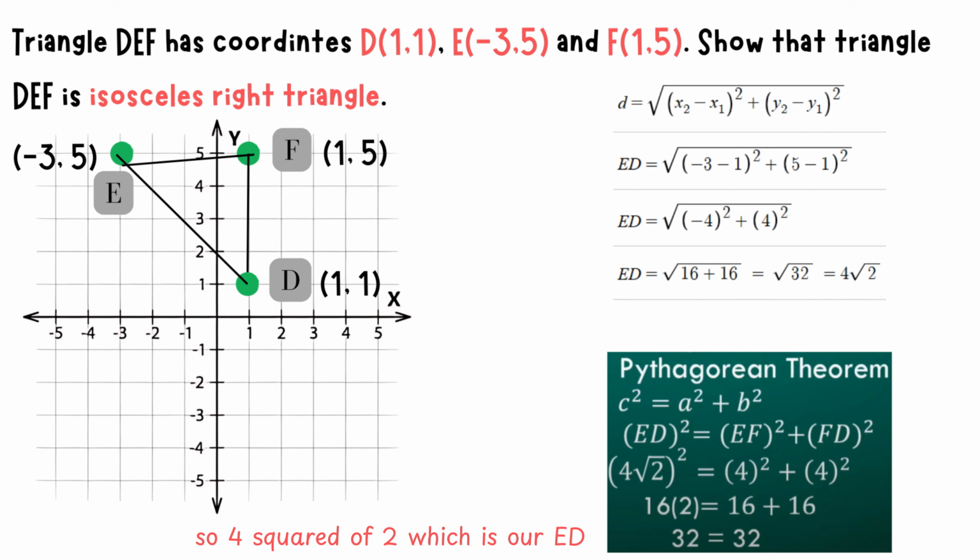So 4 square root of 2, which is our ED, distribute the exponent, which gives us 16 times 2, while 4 squared plus 4 squared gives us 16 plus 16. And when we perform the operations, we can prove that 32 is equal to 32. Since both sides are equal, we can say that the triangle is right because the sides satisfy the Pythagorean theorem.